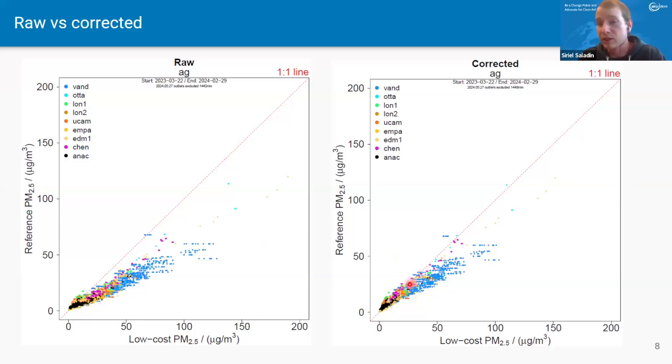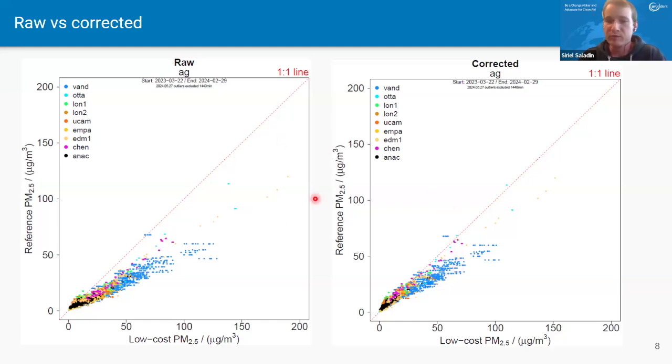It looks like not all locations behave the same. We have different colors here for different locations. If we look at the dark blue color, which is Vanderbilt Park in South Africa, it looks like the correction algorithm does not work as well as it does for the other locations. We have looked into that, but so far we have not figured out why. It could be that the aerosol is different at this location. But it could also be related to the reference instrument. That's something we keep investigating.